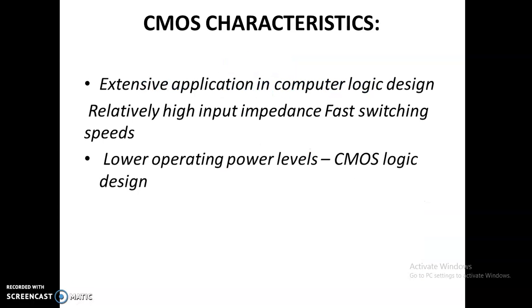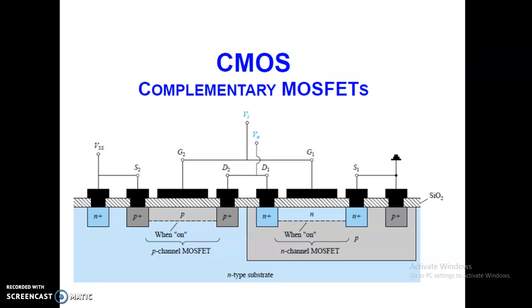CMOS characteristics: extensive application in computer logic design, relatively high input impedance, fast switching speed, lower operating power level, CMOS logic design. So this is the last topic of this chapter. I have covered all topics of chapter number 5, FET and its biasing. Thank you.